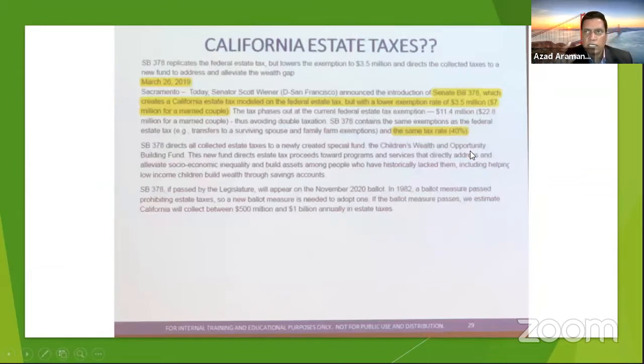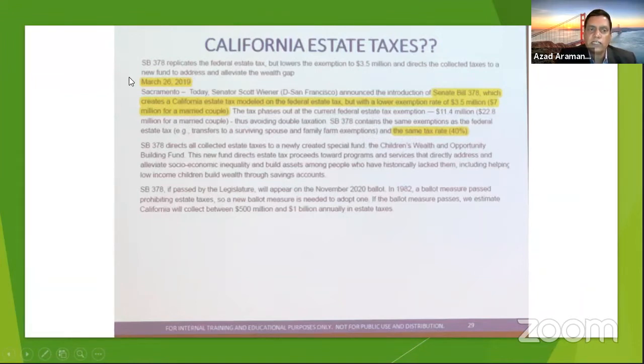Now, California is introducing a bill called SB 378. Irrespective of what is happening at a federal level, for California estate taxes, the bill proposes that the limit of the estate be reduced to 3.5 million, with the same tax rate of 40%. That is because California is a huge welfare state, or a good state, whatever.